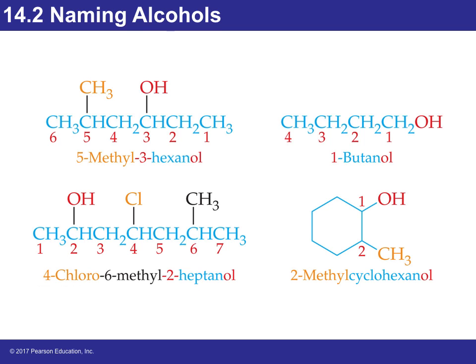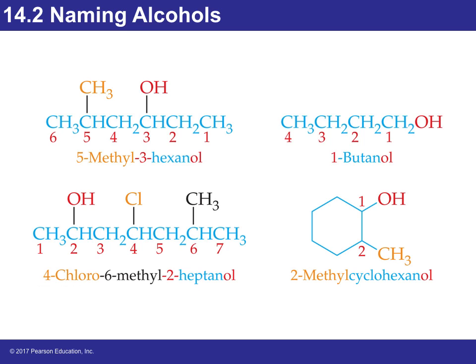First step, count the longest continuous chain of carbon atoms. 1, 2, 3, 4, 5, 6. It's a hex-something. I notice an OH on a carbon, so it'd be a hexanol. I'm going to start not from left to right, but from right to left, because then 1, 2, 3 is what holds my hydroxyl. If I were to start on the left side, that would be 1, 2, 3, carbon number 4. No, I want the lowest number, so it's a 3-hexanol.